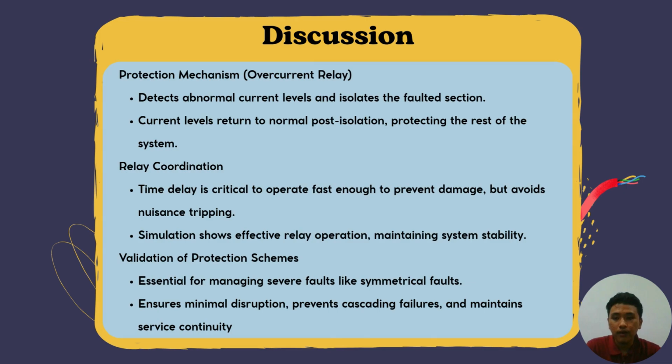After the simulation, we added the protection mechanism that we chose, the overcurrent relay. This overcurrent relay detects abnormal current levels and isolates the faulted section, so the other sections can return to normal post-isolation condition, protecting the rest of the system. The relay also needs to be set; the settings need to be adjusted. One of the settings is the time delay. Time delay is critical to make sure the relay operates fast enough to prevent damage and also avoid nuisance tripping. The simulation shows the effect on relay operation.